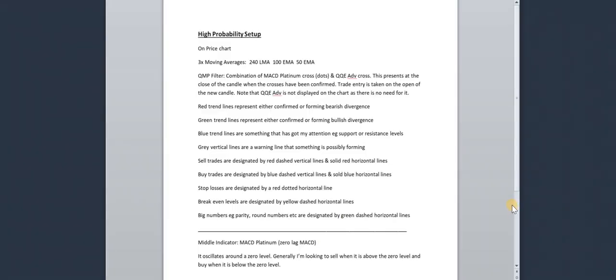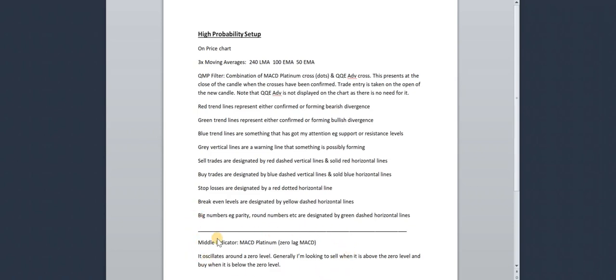Before we get to the charts, just have a read of this Word document. If you've never seen my videos or don't understand my system, or you're a bit confused, this explains what the indicators are, what the three moving averages are, the QMP filter, which is basically the red and green dots you see on the chart, and how these come about. Red trend lines, green trend lines, blue trend lines, grey vertical lines. Sells are designated by red, buys are designated by blue. Stop losses are normally a red dotted line. Big numbers, parity, round numbers, etc., green dash line. You'll see all this on the charts.